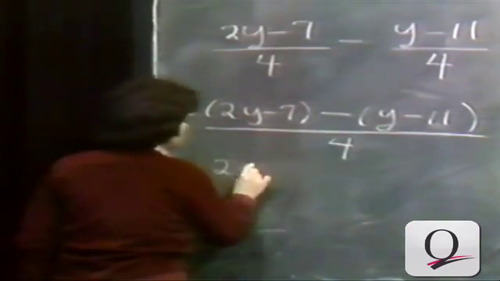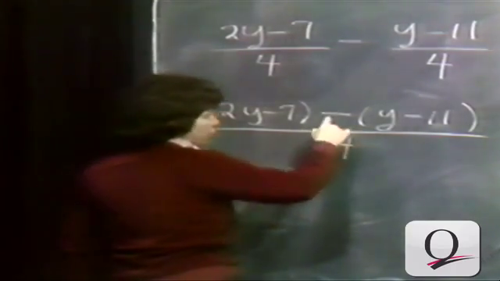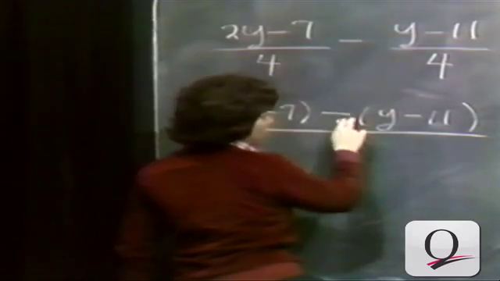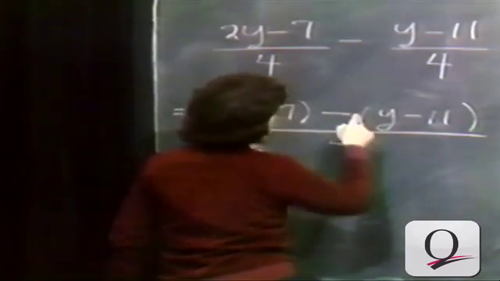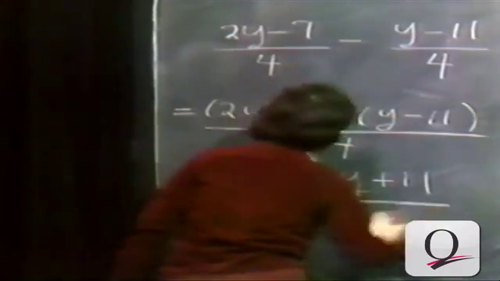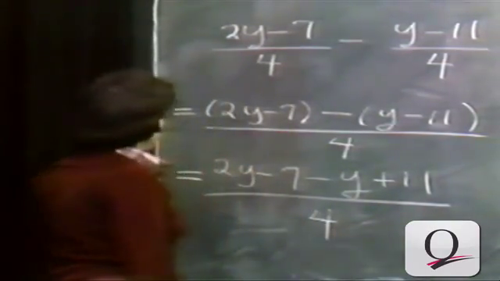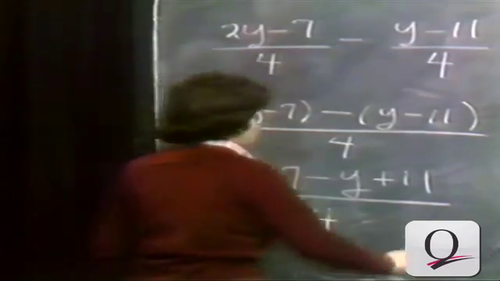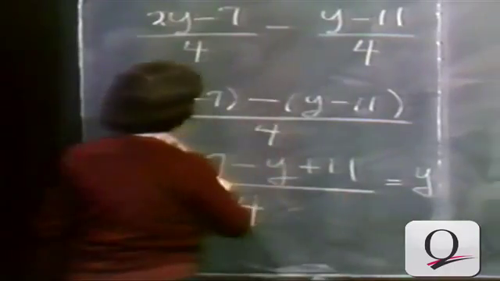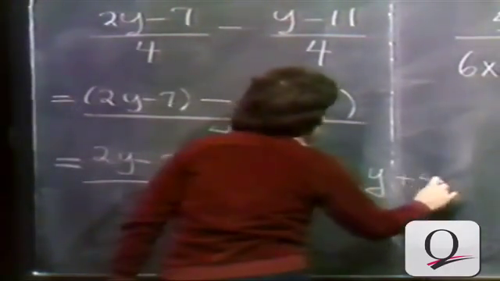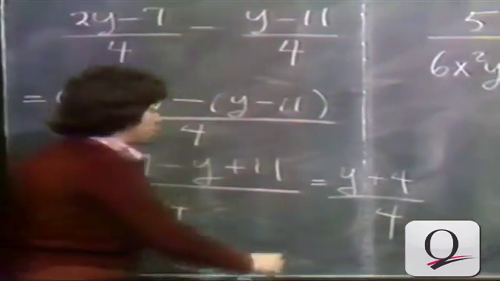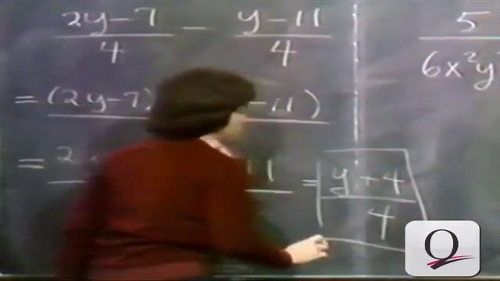Okay, this gives us 2y minus 7. Now, distributing the minus 1, there's really a minus 1 here, through the parentheses, you get minus 1 times y, minus y. Minus 1 times minus 11, that's plus 11, over 4. 2y minus y gives you y. Minus 7 plus 11, that's plus 4 over 4. y plus 4 over 4. This is the answer to the problem.